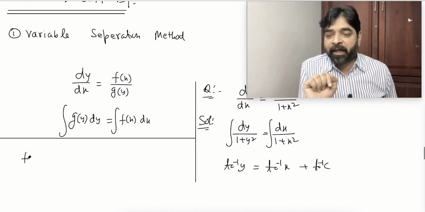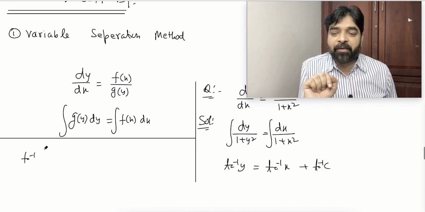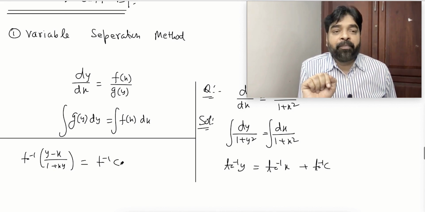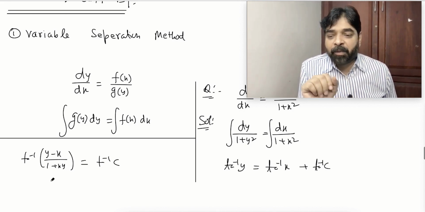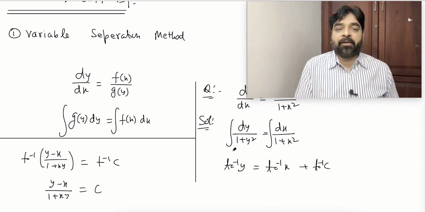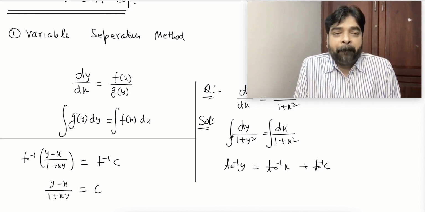Shifting one side, we get tan inverse y minus tan inverse x, which I can write as tan inverse of (y minus x) by (1 plus xy), is equal to tan inverse c. So tan inverse will be bye-bye, and we'll say (y minus x) by (1 plus xy) will be equal to c. This is the solution of this differential equation. Is this clear to everybody?